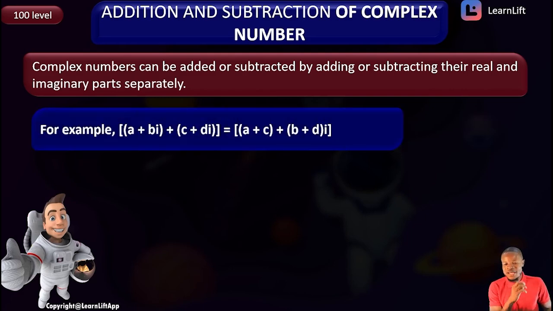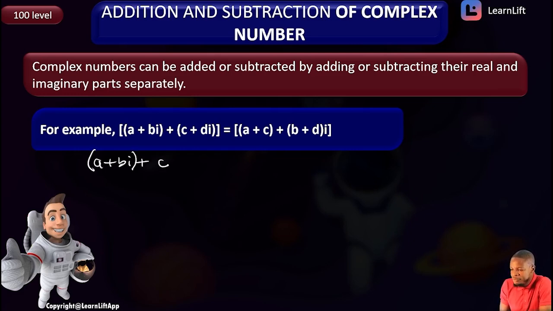Now let's go. For example, let's say we are given this question to solve. How do we break this down? How do we solve it? From this question, you can see that what we are given is a plus bi, in brackets, plus c plus di, also in brackets. If I'm to solve it, what's it going to become at the end of the day?